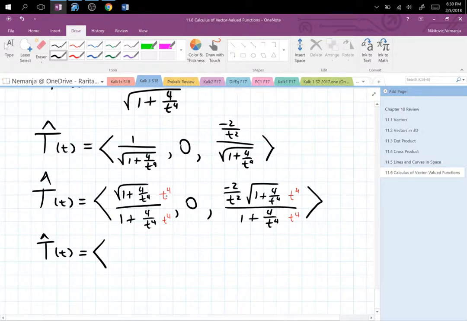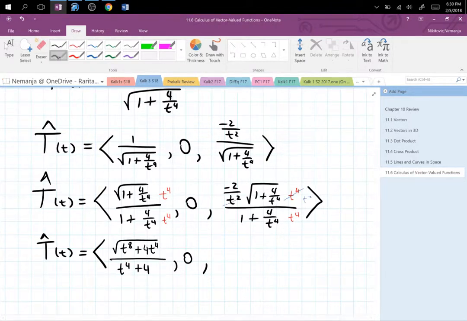So when the t to the 4th undergoes the square root, it becomes t to the 8th. So now this is a square root of t to the 8th plus 4, and then t to the 4, because t to the 8th divided by t to the 4 is t to the 4 in the numerator, and in the denominator you have t to the 4 plus 4. Now this one is still 0. Over here we cancel, right, a little bit. This and this cancels, leaves t squared behind. And you still have your negative 2.